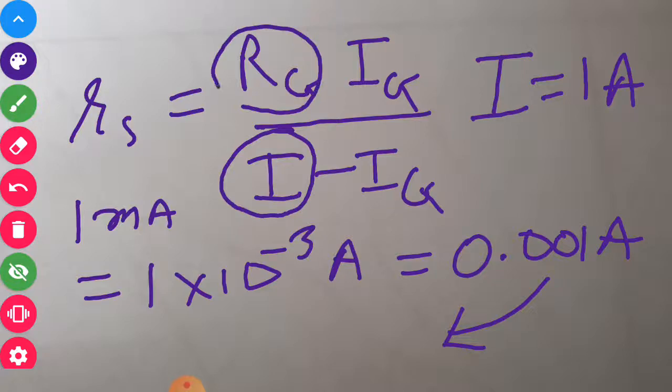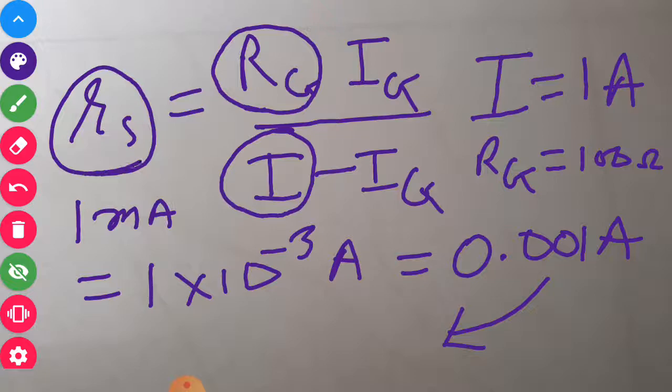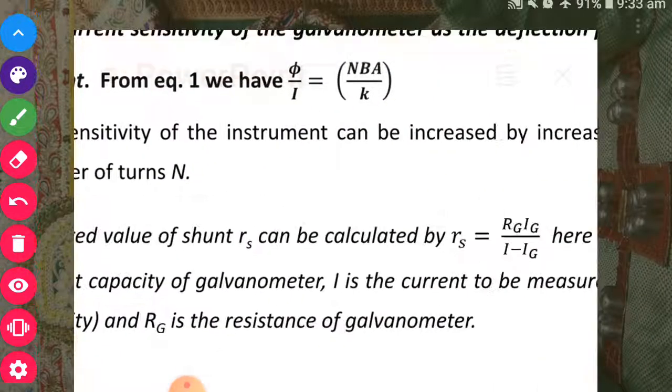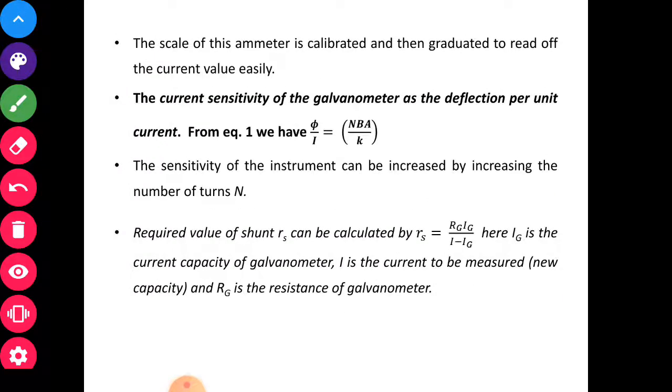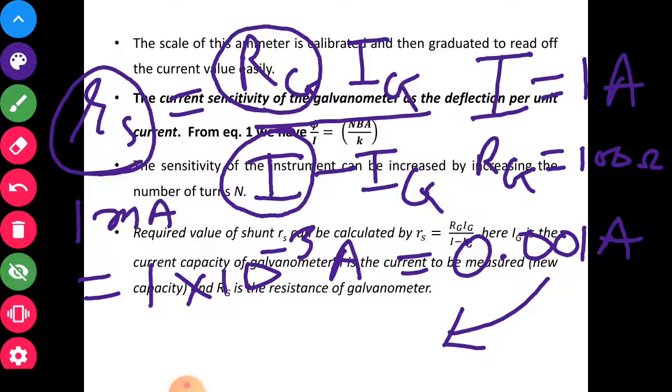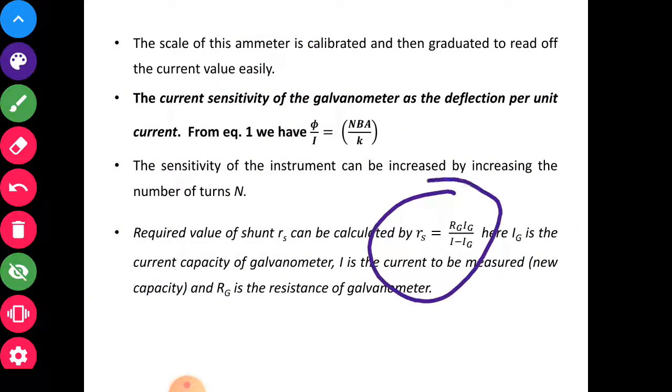If you know the value of resistance of galvanometer, say resistance of galvanometer is 100 ohm, it can easily be calculated how much shunt should be connected in parallel with the galvanometer. Okay, so Rs is equal to Rg into Ig upon I minus Ig is the formula. That is given here. Here Ig is the current capacity of galvanometer, I is the current to be measured or new current capacity, and Rg is the resistance of galvanometer. This formula is very useful to find the value of shunt.